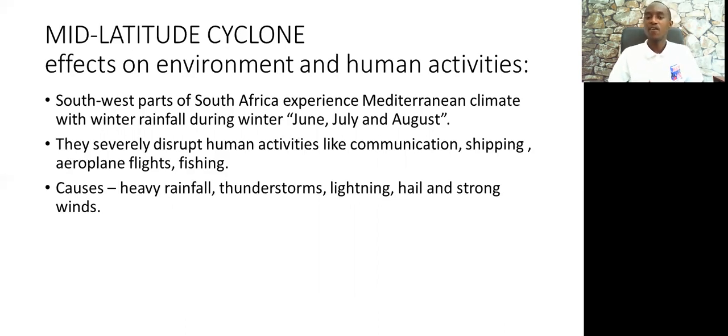Then this causes heavy rainfall, thunderstorms, lightning, and hail. And remember, in 2017, I think, in South Africa, we had some hail in the Eastern Cape that was crashing people, cars, windows, and everything, destroying infrastructure, okay. Then we also have strong winds, and the strong winds also destroy infrastructure.